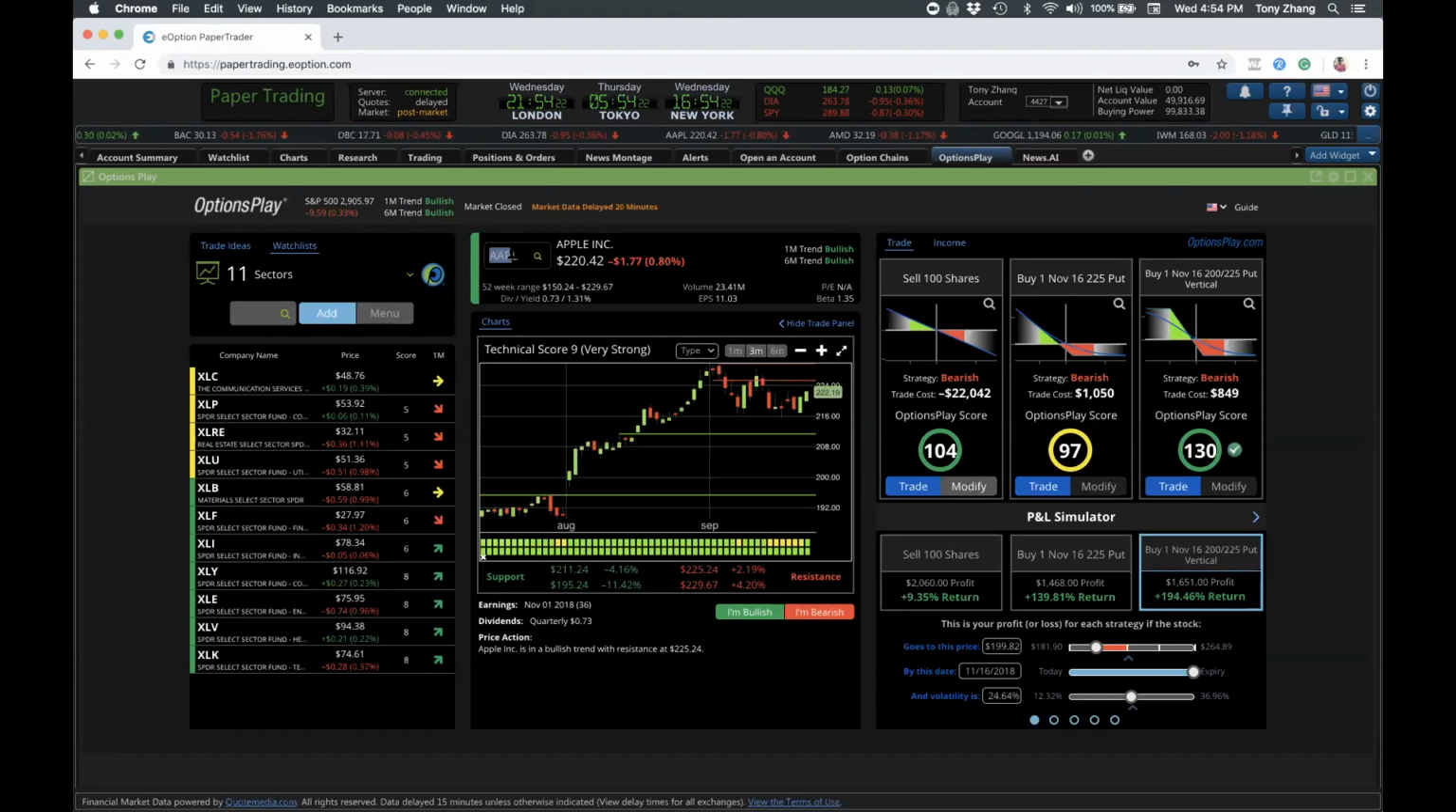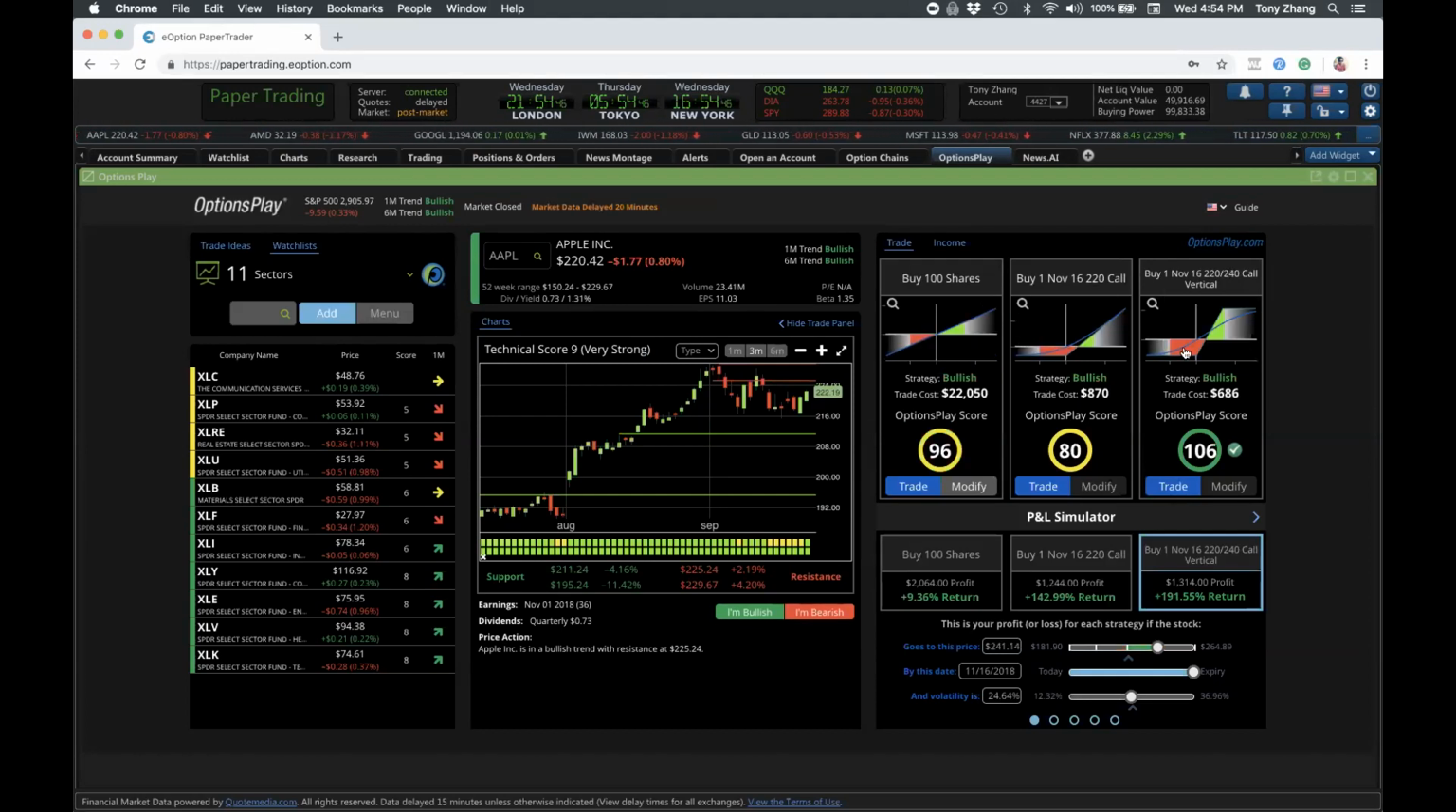So as you can see here, if I pull up a stock like Apple, the 1-month and 6-month trend indicators are bullish. This is telling me that this stock is trending higher, and the technical score is very strong, a score of 9. So this is telling me that both the relative strength and the trend of the stock are aligned with each other. So if I'm looking at the stock, likely I'm going to select I'm bullish and look for bullish opportunities for these types of stocks.